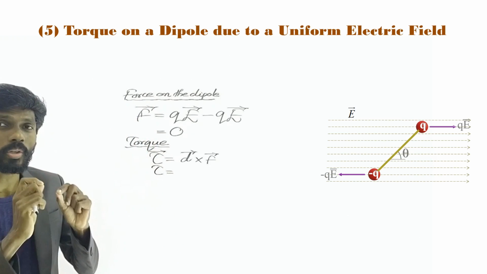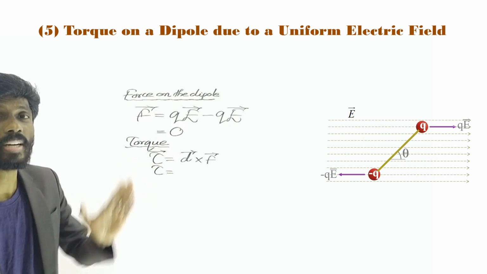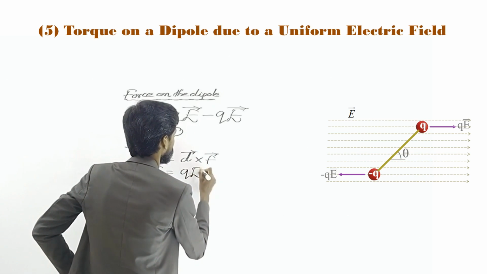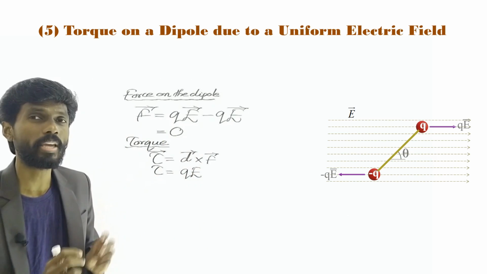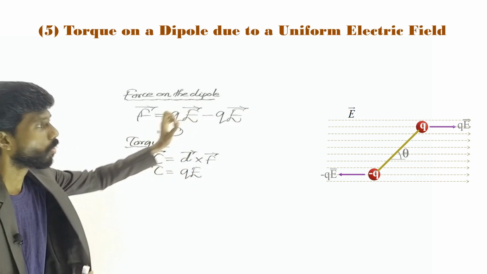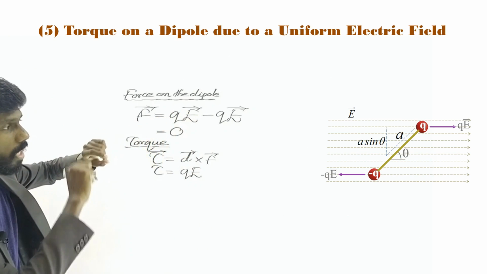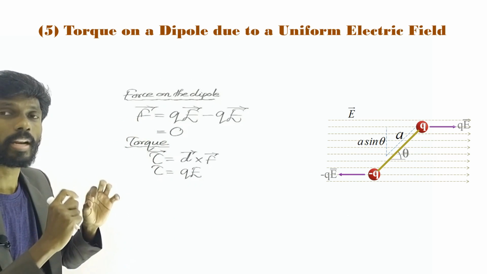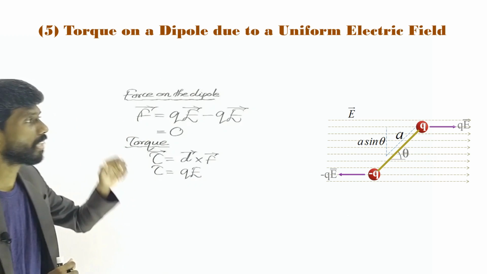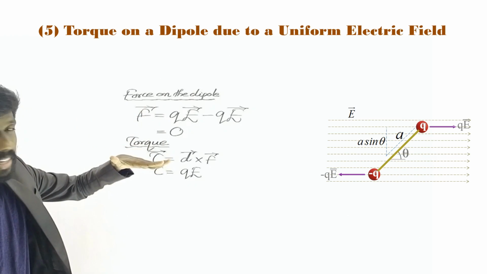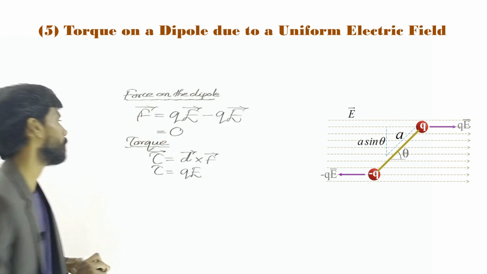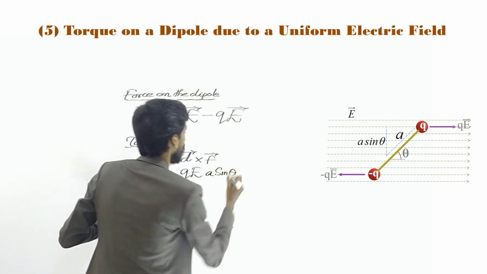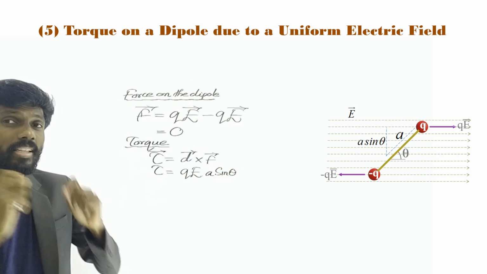Magnitude is the force multiplied by the perpendicular distance. The force here is already known, that is QE magnitude. QE multiplied by the perpendicular distance, so that distance is a, from the midpoint to that line along the force. Now we want the perpendicular component, so that is a sin theta, because this angle with the horizontal is theta. So our required value is a sin theta. So this is the torque on the charge Q only.